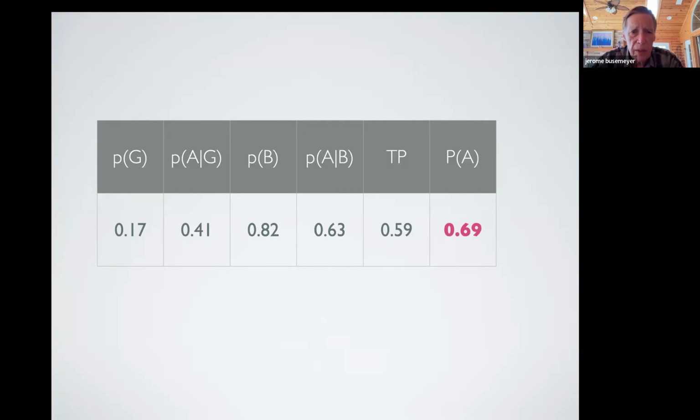So the total probability, if we multiply the probability good 0.17 times the probability attack given good 0.41, plus the probability bad 0.82 times the probability attack given bad 0.63, that total probability adds up to 0.59. So in the case where we observe the category and the decision, the total probability to attack turns out to be 0.59.